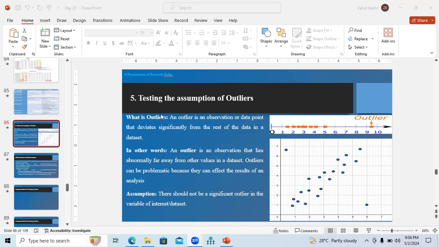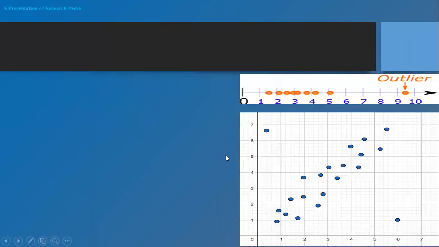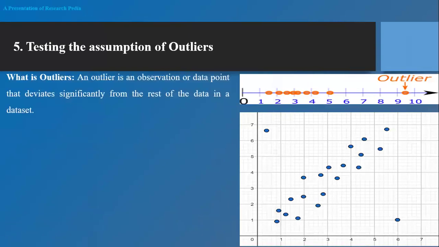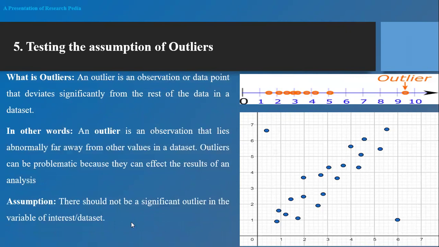Gujarat. In my previous session, I was discussing the fifth assumption of regression, that is, testing the assumption of outliers. I am repeating the same assumption because it was not complete in my previous session. The assumption is basically that there should not be a significant outlier in the variable of interest or data set.